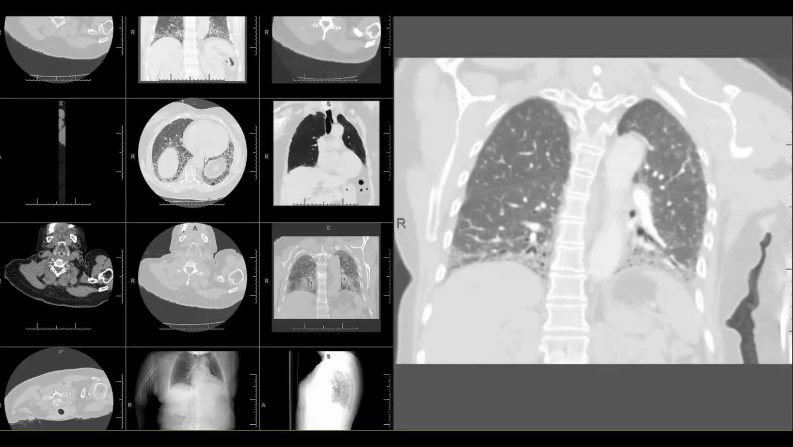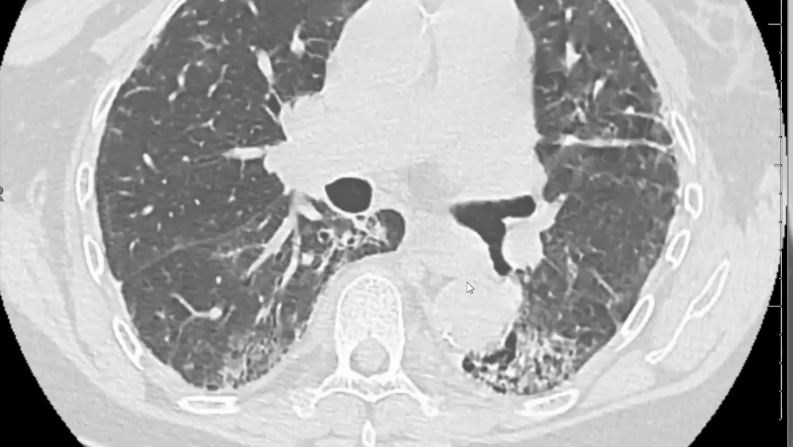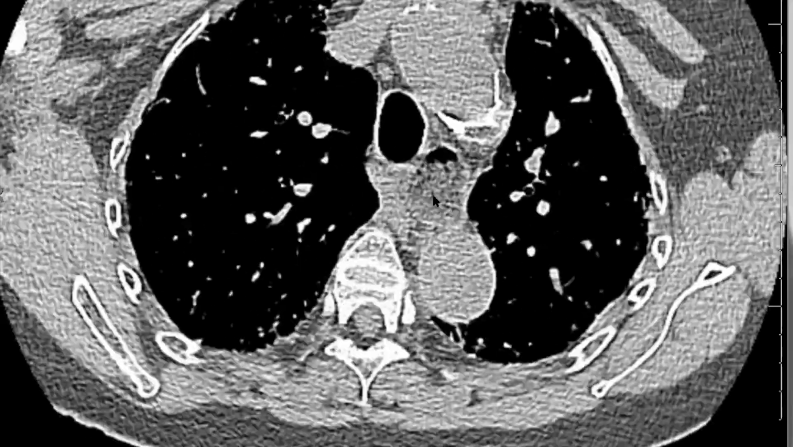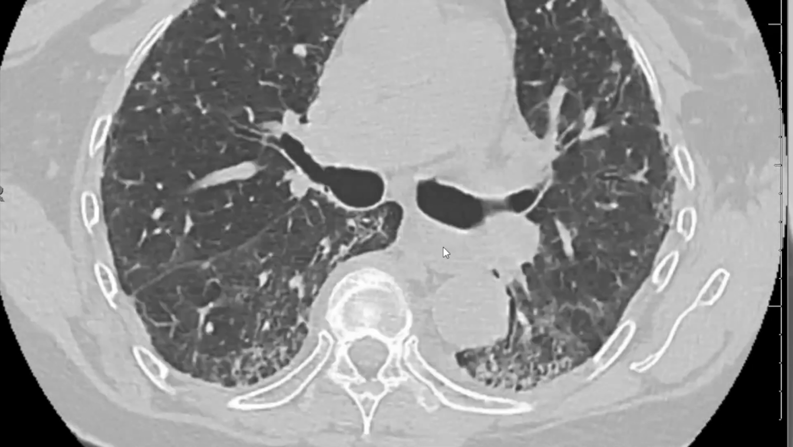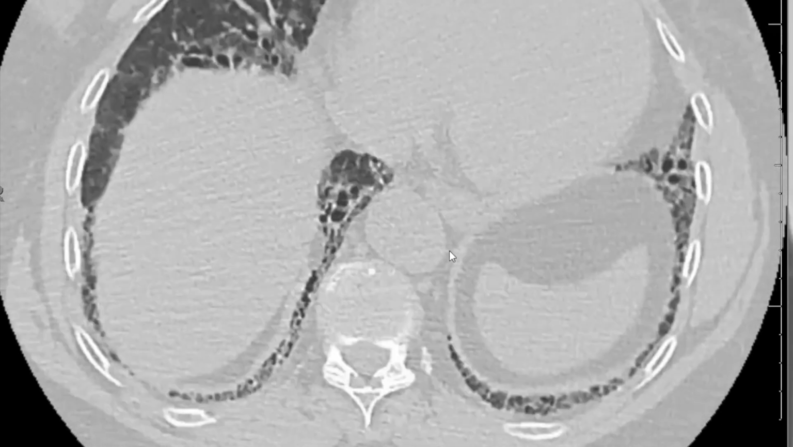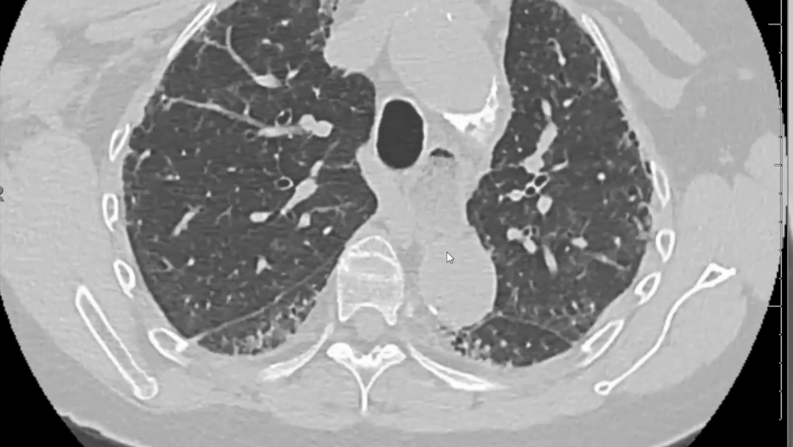Also, for those of you who have hawk eyes, you probably also noticed that if you look in the mediastinum, the esophagus is dilated. There's a gas fluid level here in the esophagus. And so that certainly supports a diagnosis of esophageal dysmotility, which can be seen in connective tissue disease.